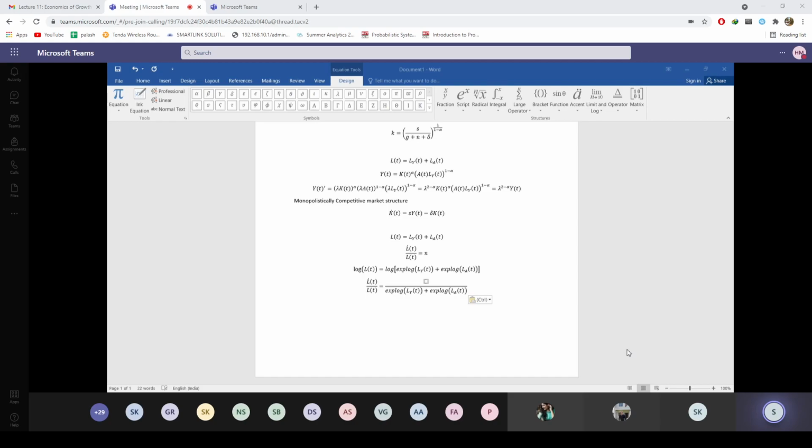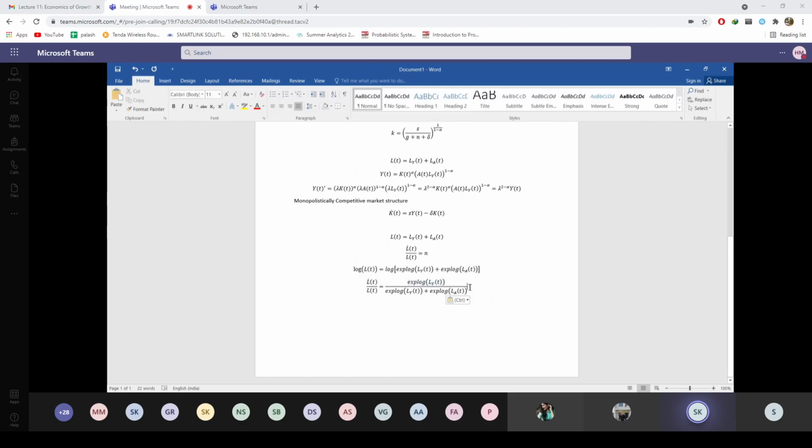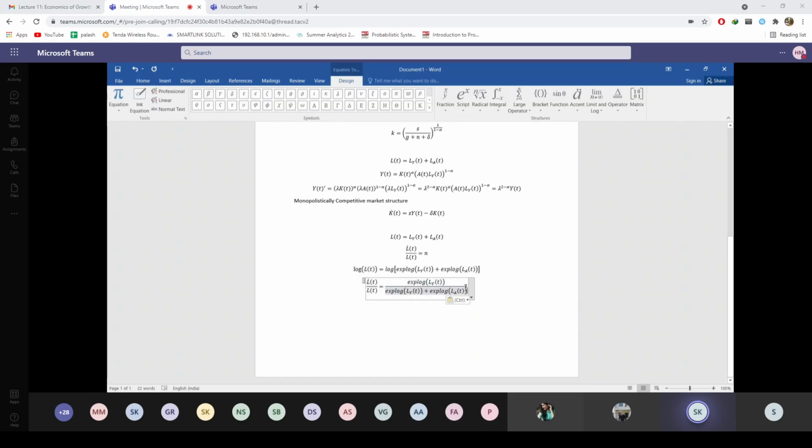Derivative of log x is 1 by x, so we write 1 by the expression that you have written, and then we go by the chain rule to the derivative of x, which is e to the power log LYT plus e to the power log LAT. So it will be e to the power log LYT into the derivative of log LYT, which is L dot YT by LYT, plus e to the power log LAT into L dot AT by LAT.